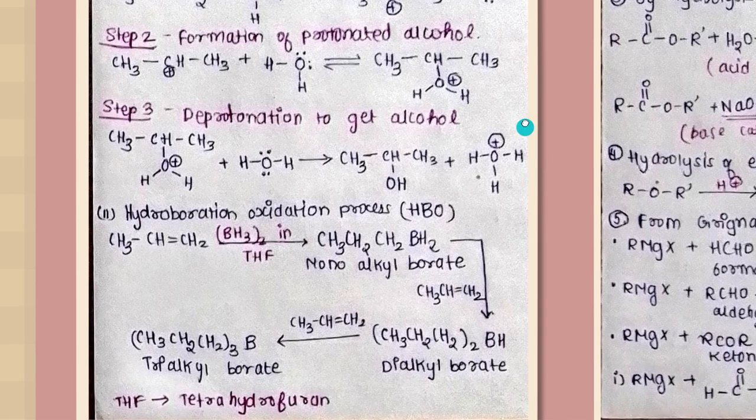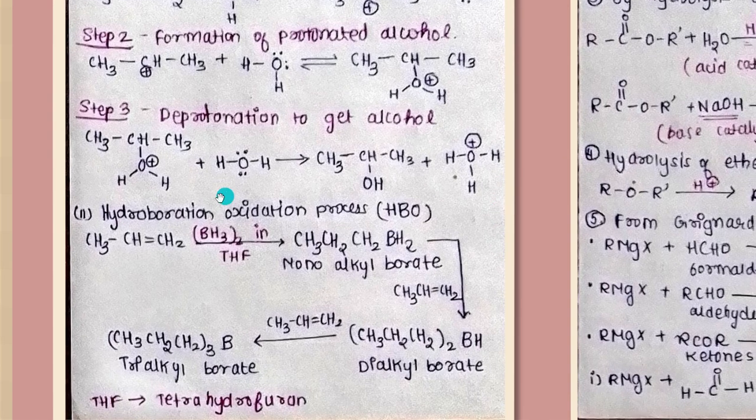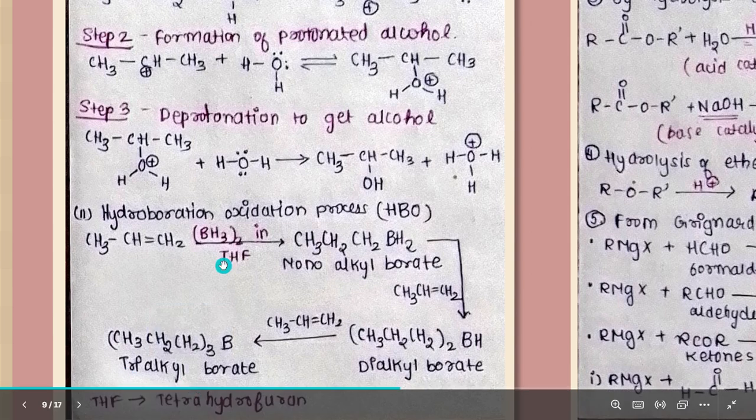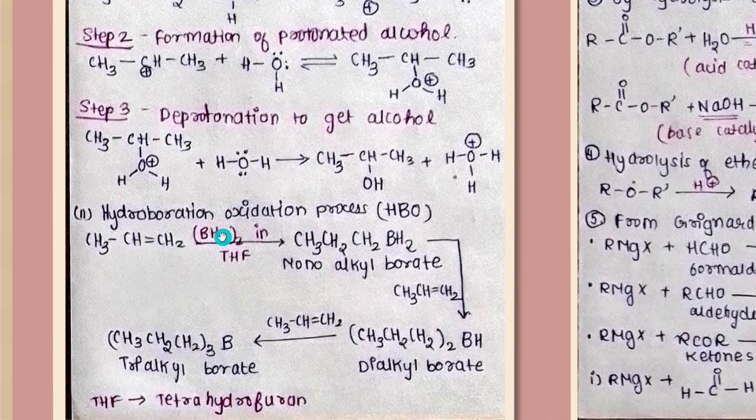Now the next process using alkenes itself is hydroboration oxidation process. This is also a very important process. Here we have our alkene and we are reacting it with BH3 twice in THF. Now what is this THF? It is tetrahydrofuran. Okay, we are reacting this hydroborate in presence of tetrahydrofuran THF.